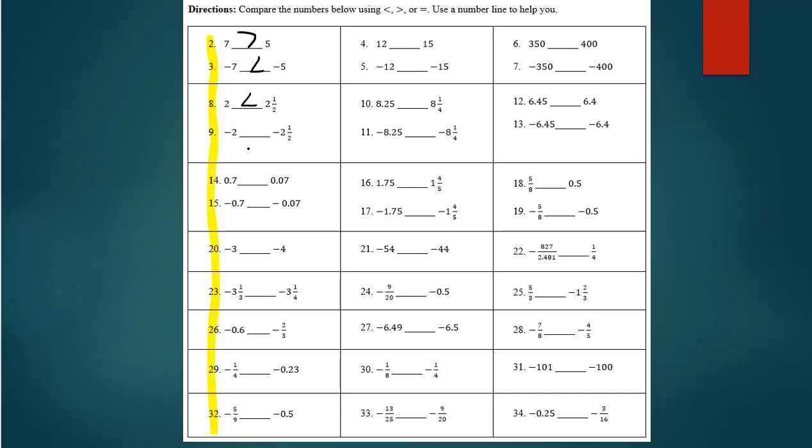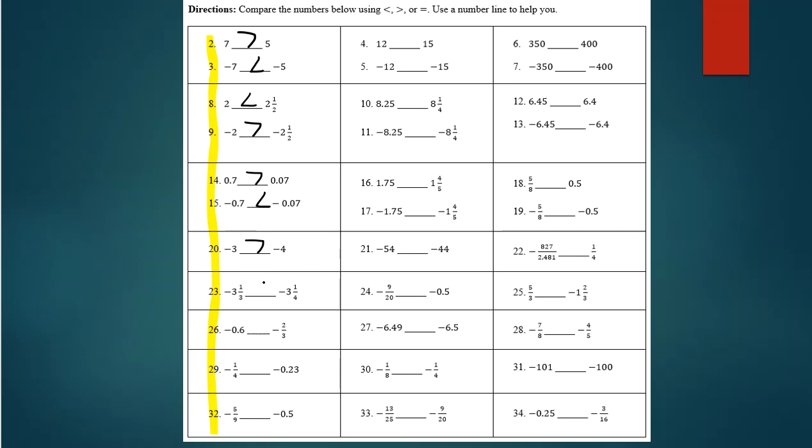2 is less than 2.5, but when we're talking about negative values, -2 is greater than -2.5, because -2.5 would be to the left of -2 on the number line. On this one, 0.7 is bigger than 0.7. On the next one, -0.7 is bigger than 0.7. For this one, -3 is bigger.